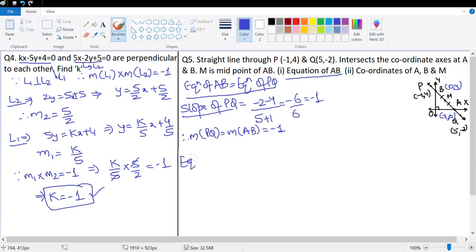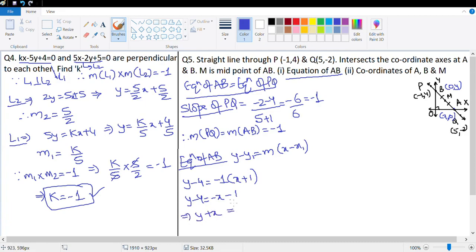Now, the equation of AB will be given by y minus y1 is equal to m times (x minus x1). P lies on this same line. So y minus 4 is equal to -1 times (x minus -1), which is (x plus 1). y minus 4 is equal to -x minus 1, which means y plus x is equal to -1 plus 4. That's 3. So this is the equation of AB. That's what they wanted. Next step is we need to find the coordinates of A, B and M.